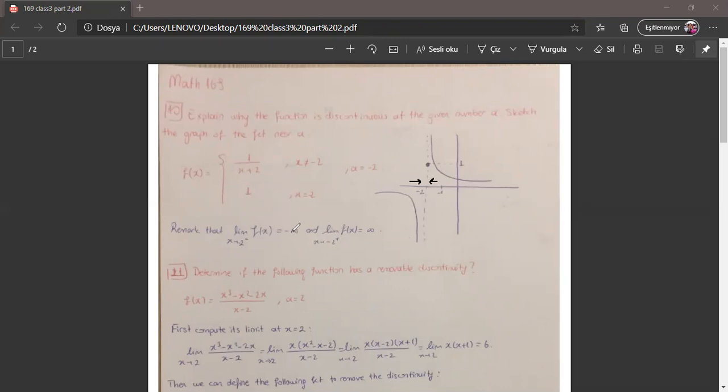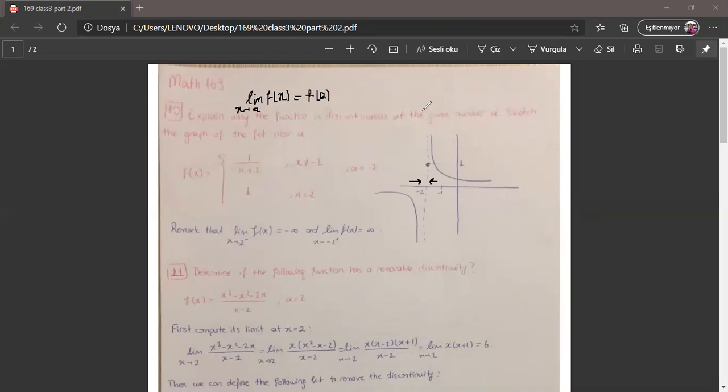Okay, we say a function is continuous at a point a if its limit when x is approaching a is equal to the value of the function at that point, f of a. So its limit does not exist, so it's not continuous, okay?